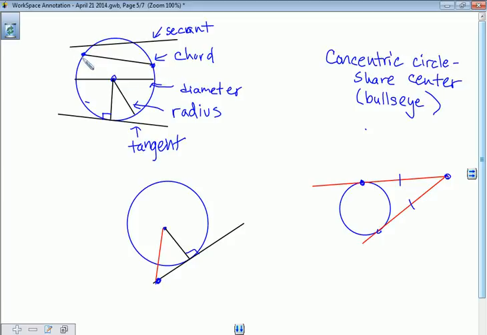All right. If a segment connects 2 points on the circle, it's called a chord. If that chord happens to pass through the center of the circle, it is a diameter. And the diameter, any diameter, is the longest chord of the circle, right? Okay. A segment that connects the center to a point on the circle is called the radius.